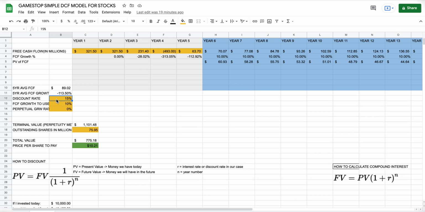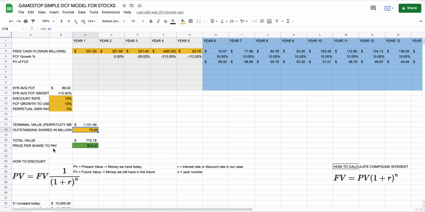But I do want a higher discount rate just because this is a riskier investment here. And so I went for 15% is what I want to be making annually in order to invest in GameStop and make some sense. And the perpetual growth rate, I just use 0% because I want to be more conservative for this one because it's, again, a riskier investment. And the outstanding shares in million I have pre-populated, it's 75.95.